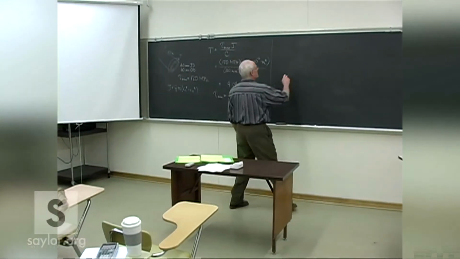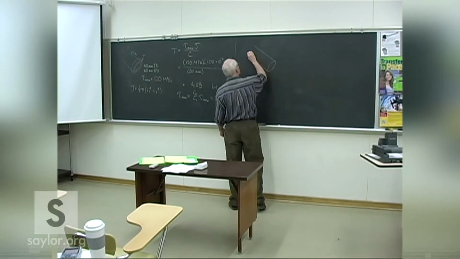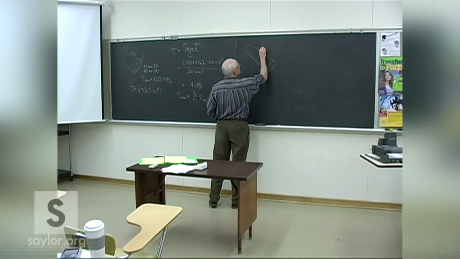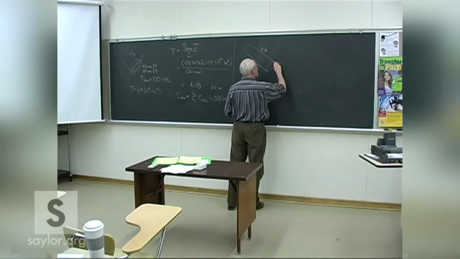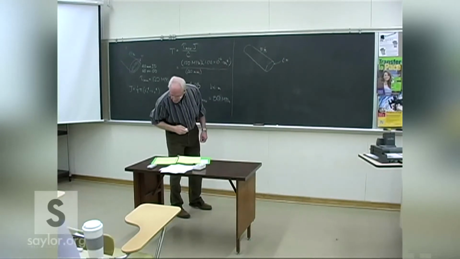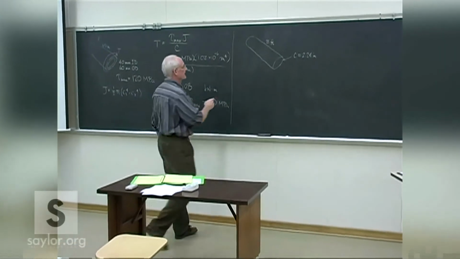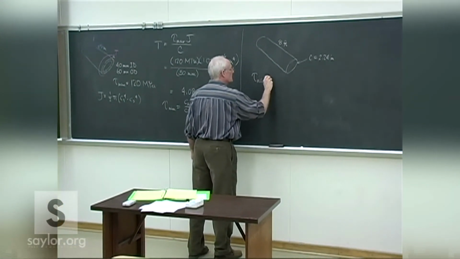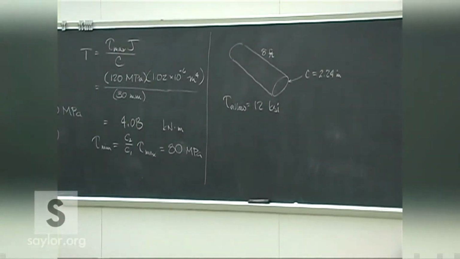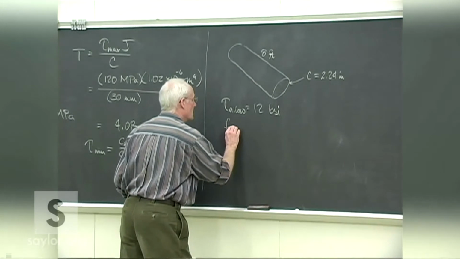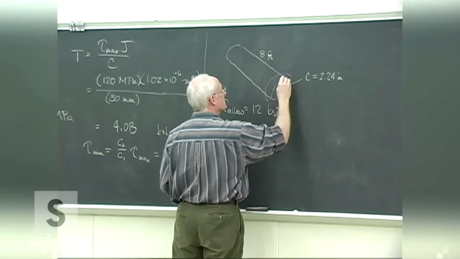All right, another problem, but we're going to take another step with this one that is very interesting in its result. So we have some kind of shaft, 8 feet in length, solid shaft with a radius of 2.24 inches. The allowable shear stress is 12 KSI. You find the maximum torque, the maximum torsion, or the maximum moment, any of those words, that can be applied to this piece.